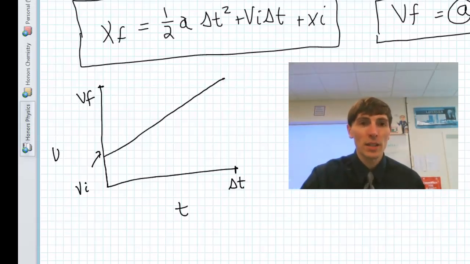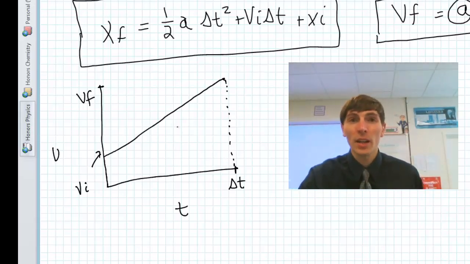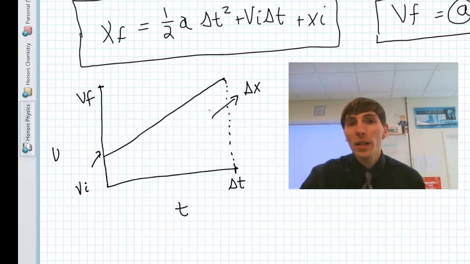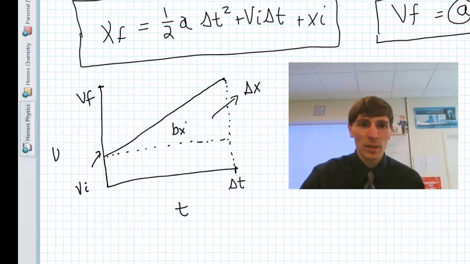Looking at this velocity versus time graph, I want you to recall what the area under this curve represents about my object's motion. Area under velocity versus time graph represents my displacement, delta x. But because it's not constant velocity, I have this weird trapezoid shape. So we're going to divide it up into a square and a triangle so that we can find the area. There's two parts. I have this little triangle, 1/2 base times height, and I have this little square, base times height.